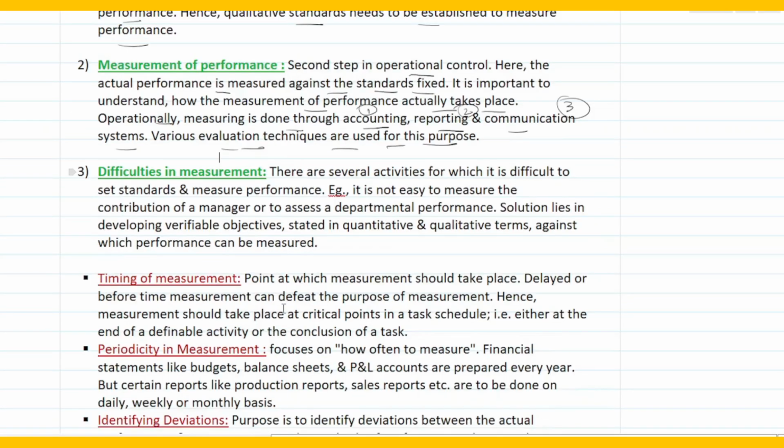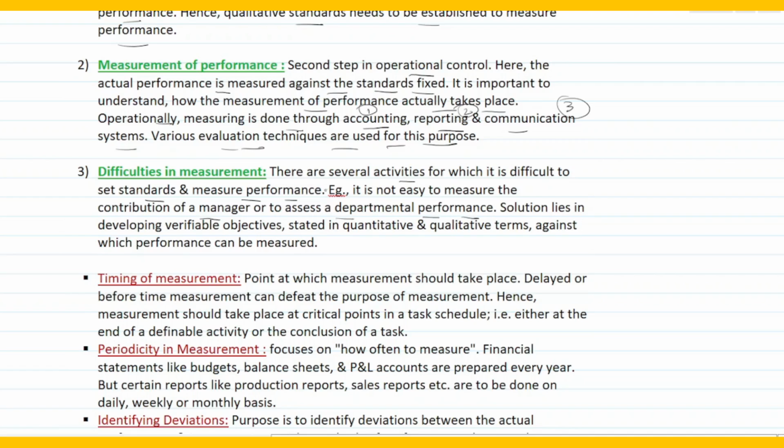Moving on, what are the difficulties in measurement? Now we spoke about measurement of performance, but there are certain difficulties that you may face while measuring the performance as such. So what are these difficulties? There are several activities for which it is difficult to set standards and measure performance. For example, it is not easy to measure the contribution of a manager or to assess a departmental performance.